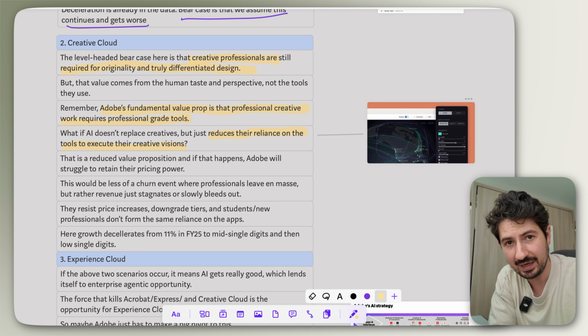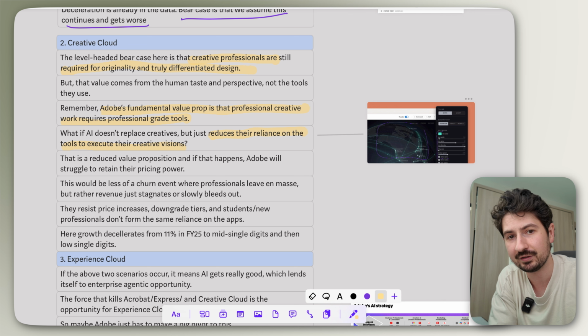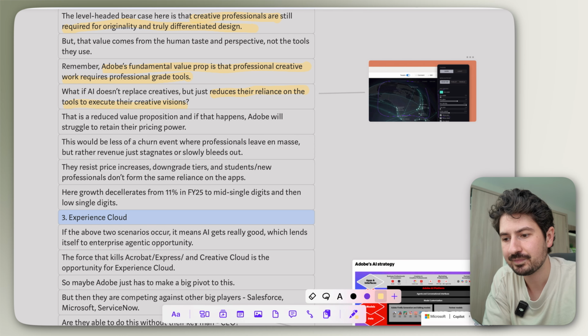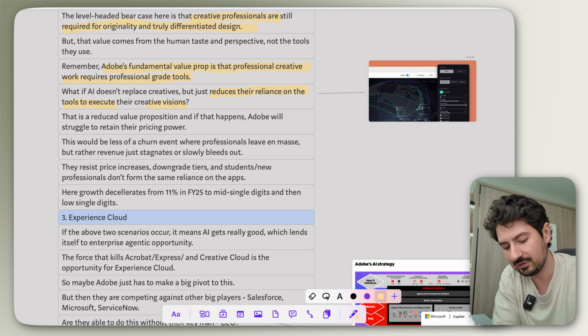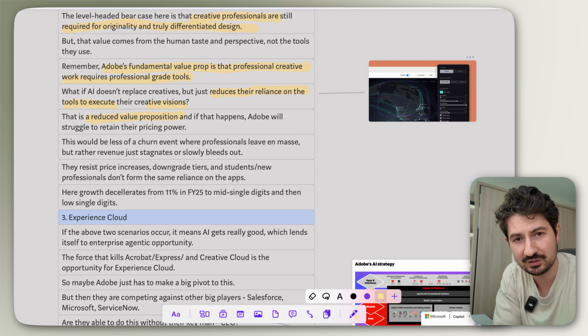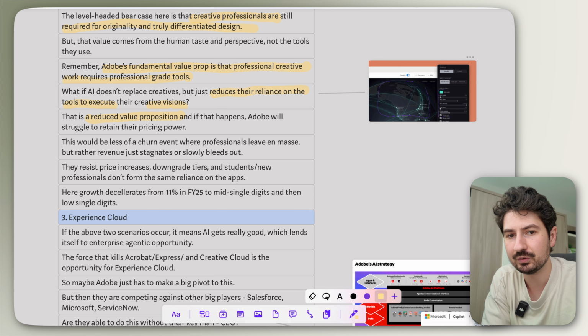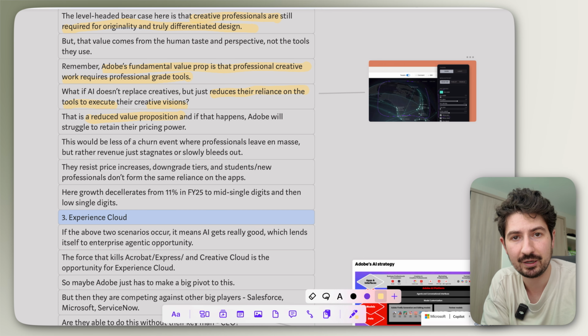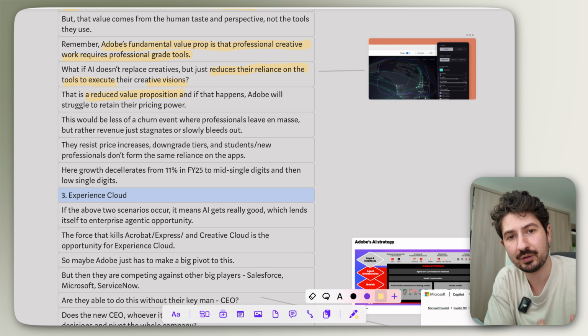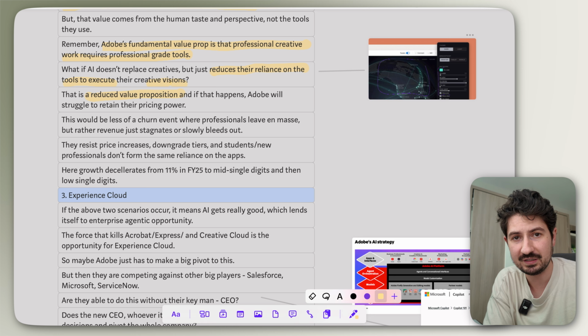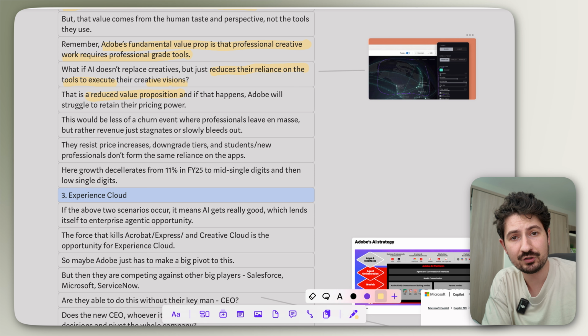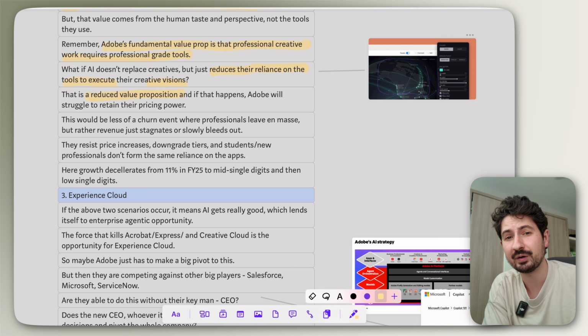They still need the apps for the final touch-ups and to get everything perfect, but they don't need it for the original image or animation generation. So if that's the case, even though they still need Adobe, that's a reduced value proposition. And if that happens, I think Adobe would struggle to retain the pricing power that they currently have. If their value proposition is reduced or diminished, it will simply, in my opinion, reduce their ability to raise fees on their current customers. They can do it, but they'll see higher churn rates because of it.